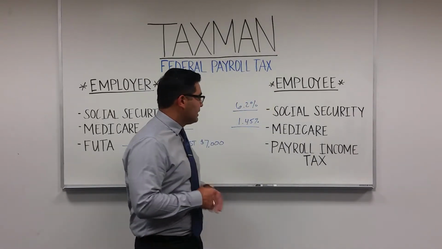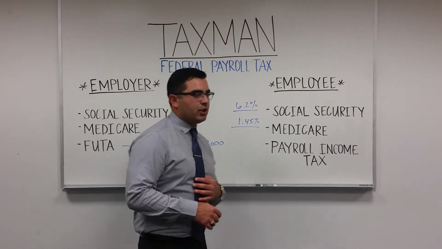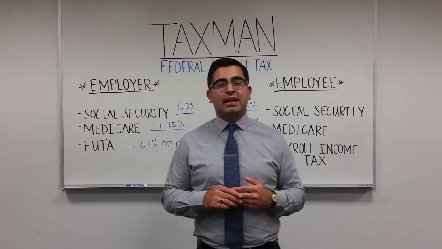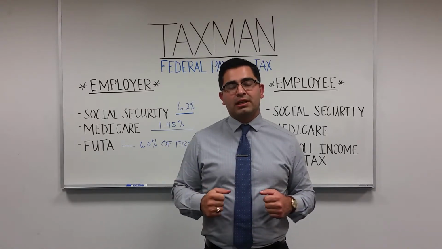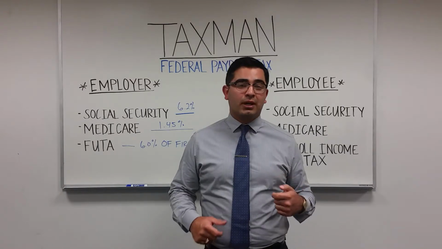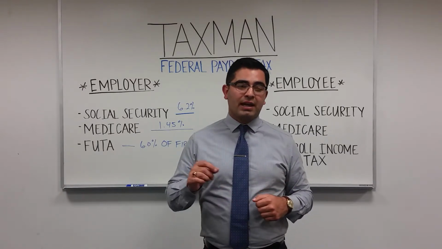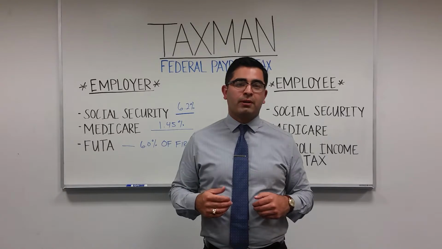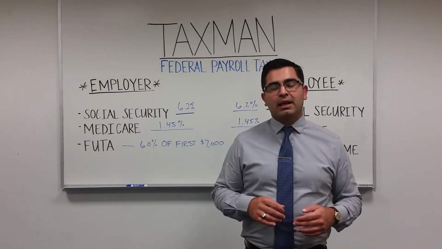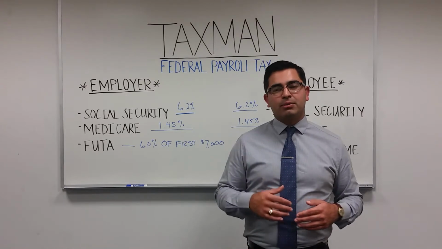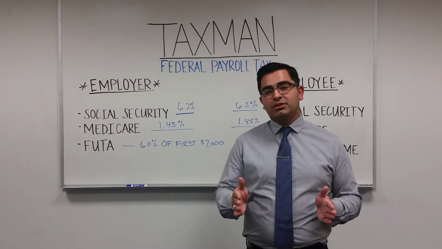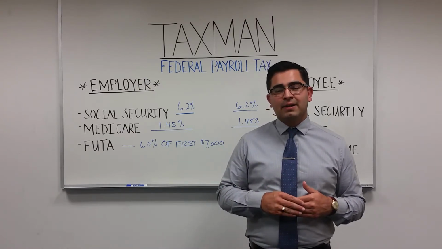Lastly, for the employee is payroll income tax. So as an employee, you are subject to payroll income tax, and the way you calculate payroll income tax is determined by the amount of allowances that you have, and you fill that out or inform your employer via your W-4 form. So when you go ahead and get hired by an employer, you fill out your W-4 form based on the amount of allowances you have and your filing status.